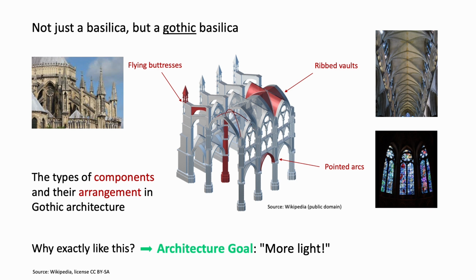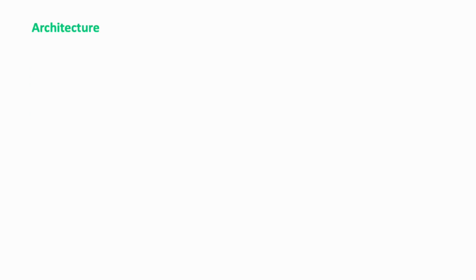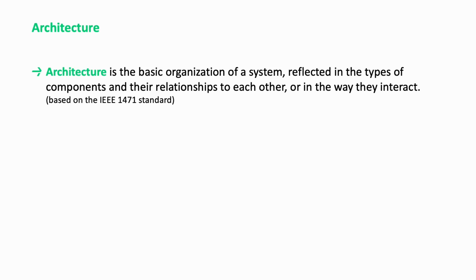And with that, we now know everything we need to define the important terms we will work with below. First, architecture. Architecture is the fundamental organization of a system, reflected in the types of components and their relationships to each other, or in the way they interact. This is my definition based on the IEEE 1471 standard. The arrangement of the components in general can be about static aspects, but also about behavioral aspects, hence the extension to include the form of interaction of the components.